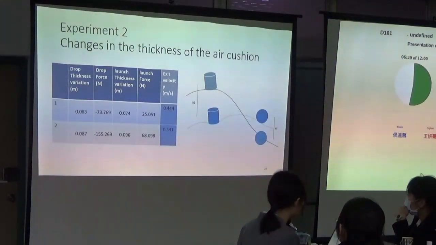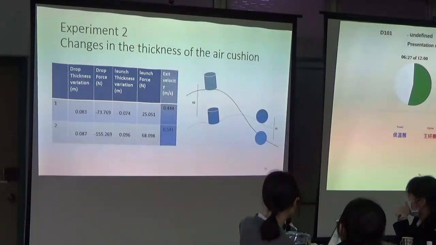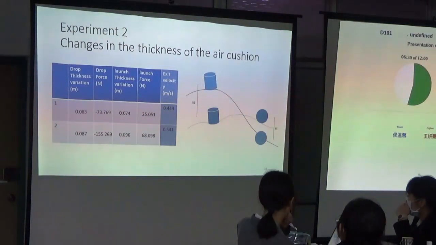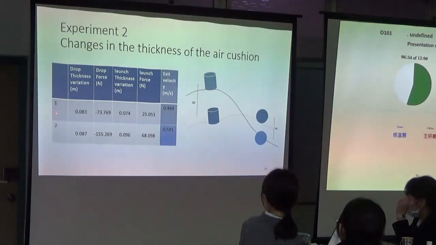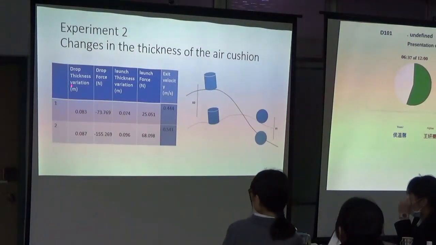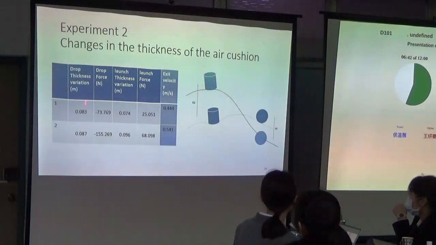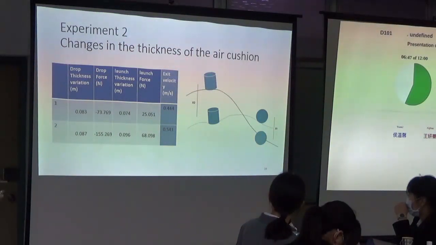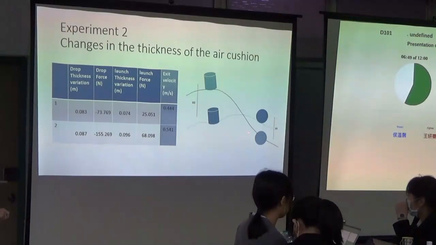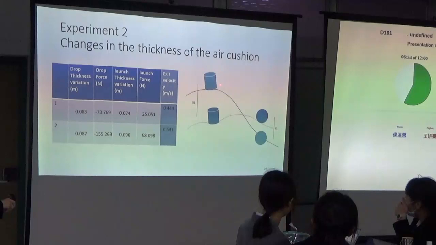And experiment 2 is the change in the thickness of the air cushion. If I drop the object at different places, the change of the thickness will change too. So in 1 and 2, I drop the object at different positions, and then I calculate the force the object applies to the cushion, and the launch force is the force the cushion applies to the other object.